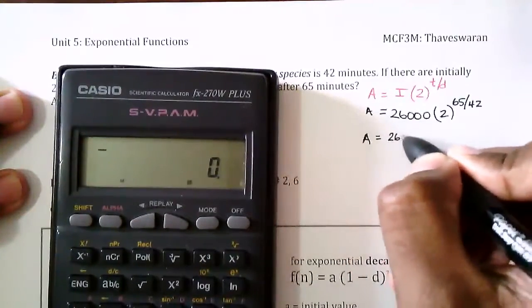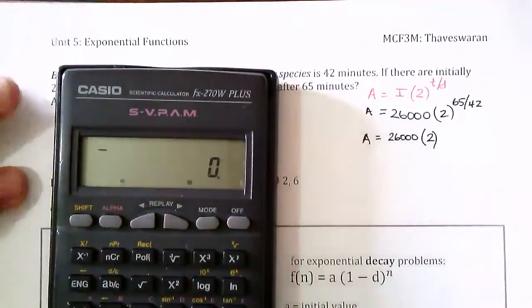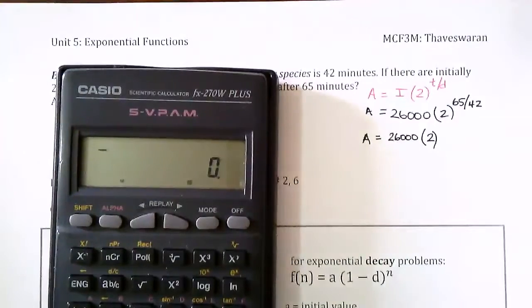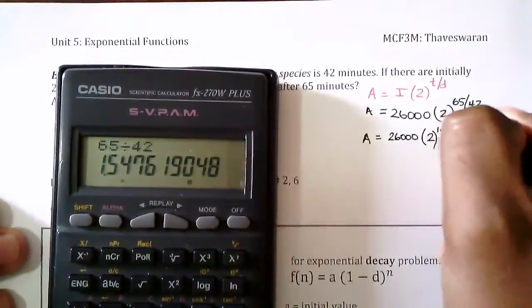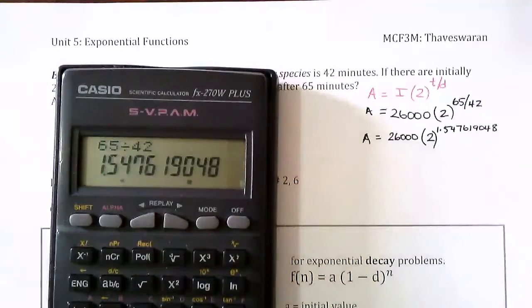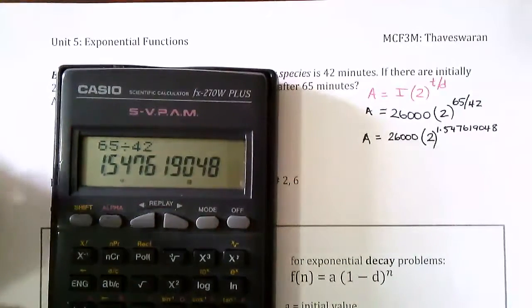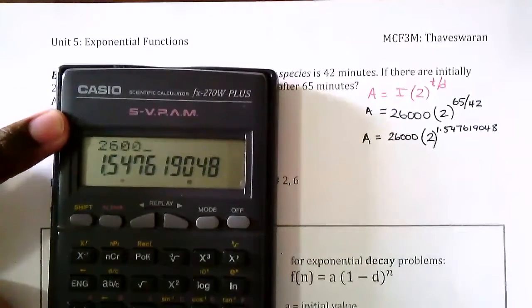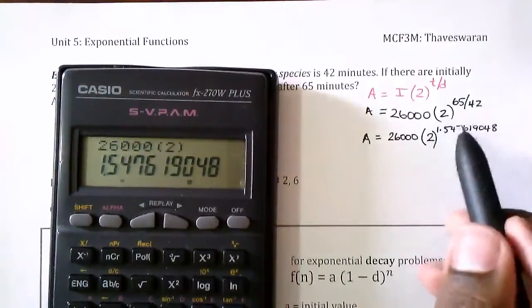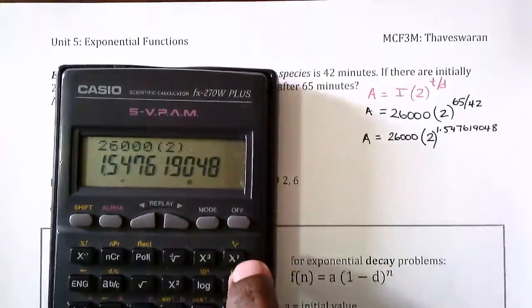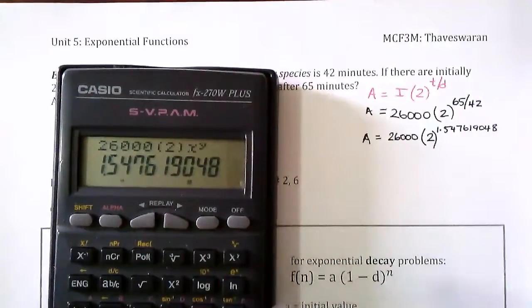So we have A is equal to 26,000 times 2, and we'll simplify the exponent first. So here we have 65 divided by 42, which is 2 to the power of 1.547619048. And now I'm going to put this into my calculator. You should have specific buttons to help you do this. So I'm going to put in 26,000, bracket 2 bracket to represent the base. And to put in an exponent with a random number like this, you're going to press this button that has x to the power of y. And then because this number is currently stored in my calculator as the answer, I'm going to press in answer.